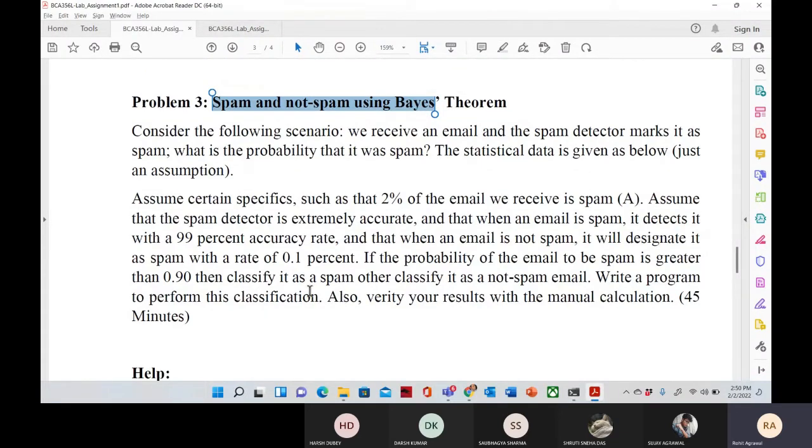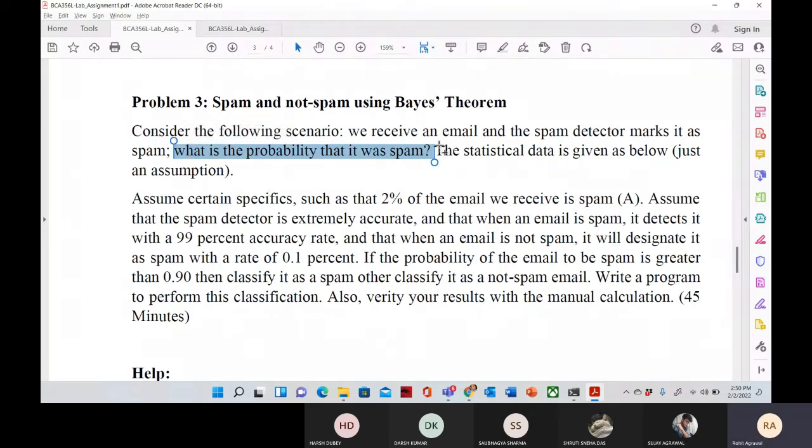So in this question, we'll see here. Consider the following scenario. We receive an email, and the spam detector marks it as spam. What is the probability that it was spam?